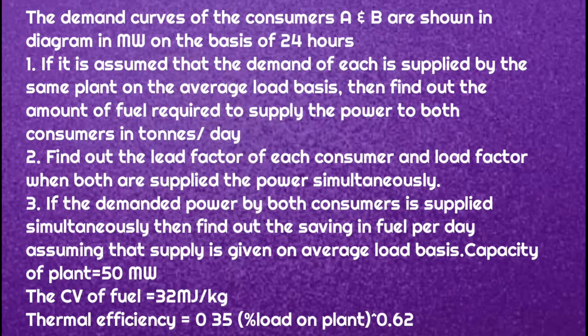The capacity of the power plant is equal to 50 megawatt. Calorific value of fuel used is 32 megajoule per kilogram. The plant follows the following law for the thermal efficiency, that is, eta thermal is equal to 0.35 times percentage load on the plant raised to 0.62. So this was the given question.